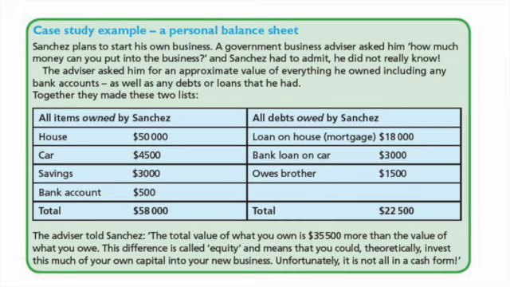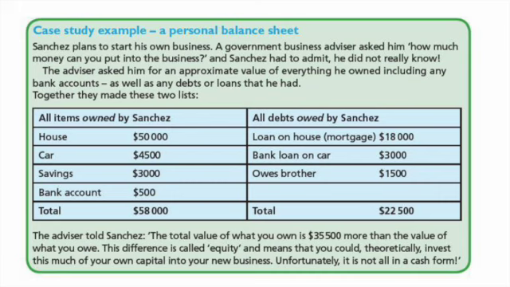Together, they made these two lists. On the left, we can see all items owned by Sanchez. So there is a house, car, savings, a bank account. And when you add that up, the sum of all the items that he owns is $58,000.